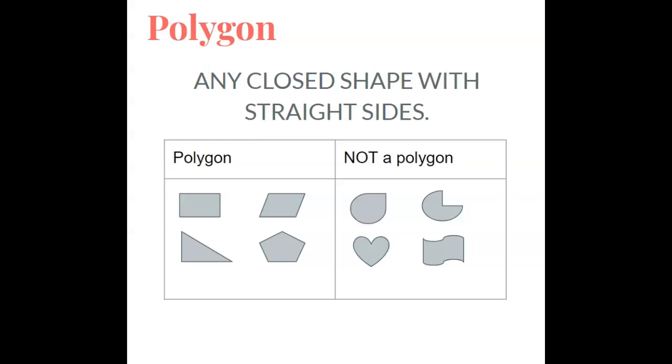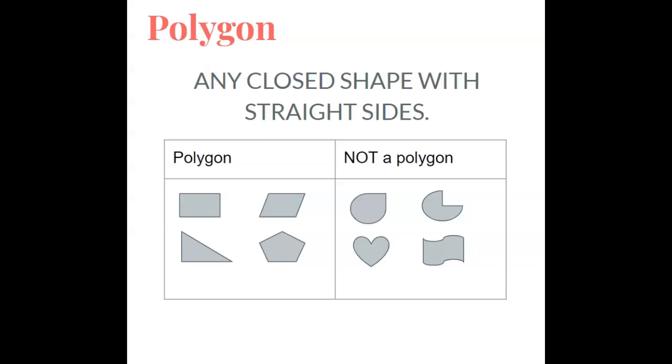A polygon. A polygon is any closed shape with straight sides. Closed shape means there's no gaps. If you were to color in the whole shape, there would be no outlet for the color. It would stay in there. There's no gaps. It's a full shape. So, a closed shape with straight sides. On the left, you can see polygons. They have straight lines. Their edges are straight on the shape.